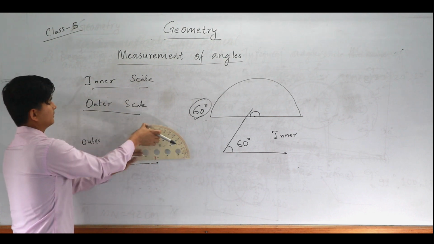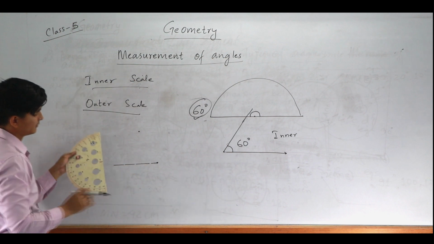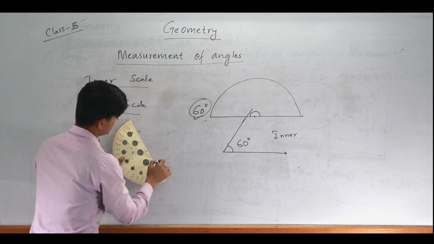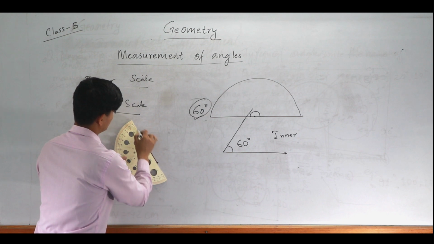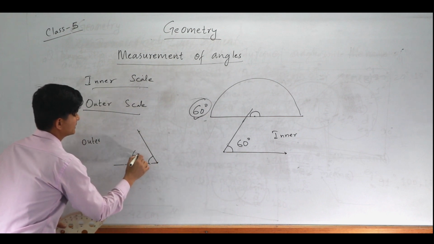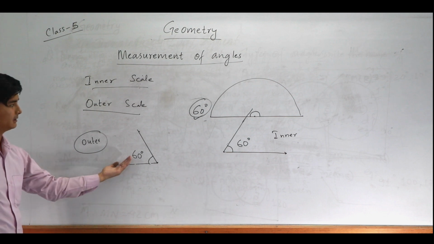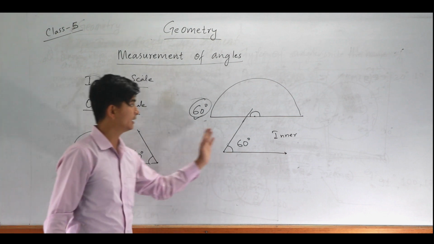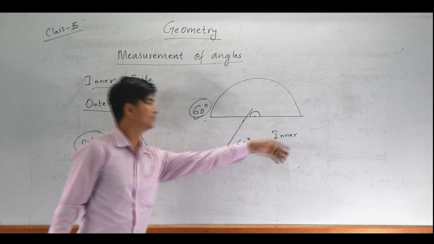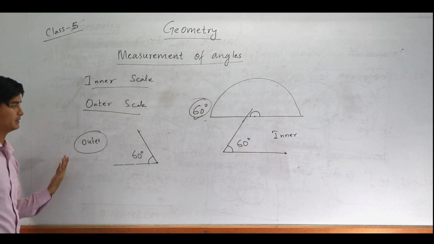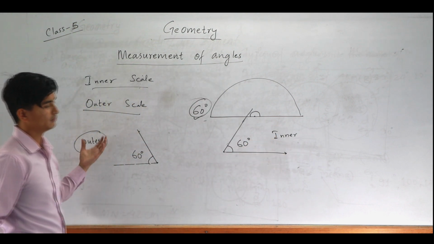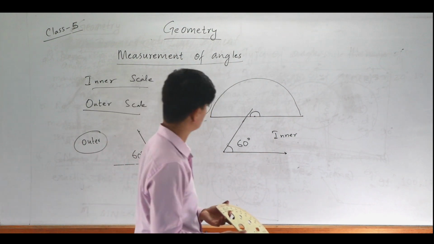So just give a point, or you can say mark. After that, join these two points. So this is your 60 degree. It is the outer scale. By using the outer scale it is on this side, and after using the inner scale it will be on that side. Both are the same degree. Same degree, but using two scales, that is the outer and inner scale.